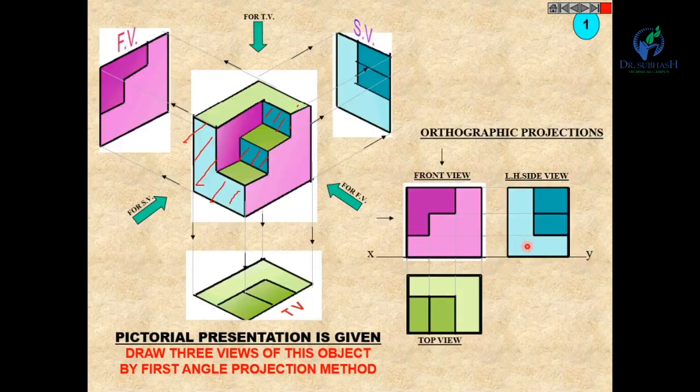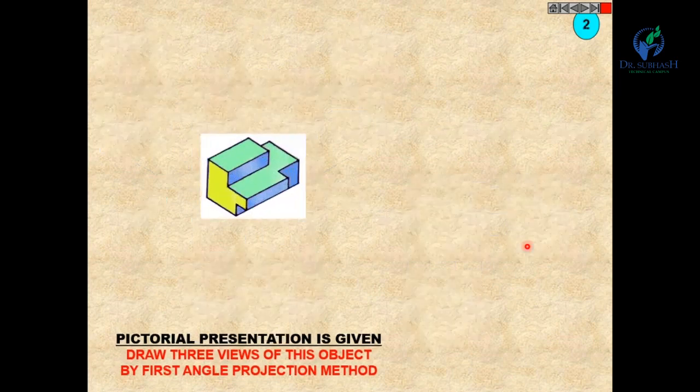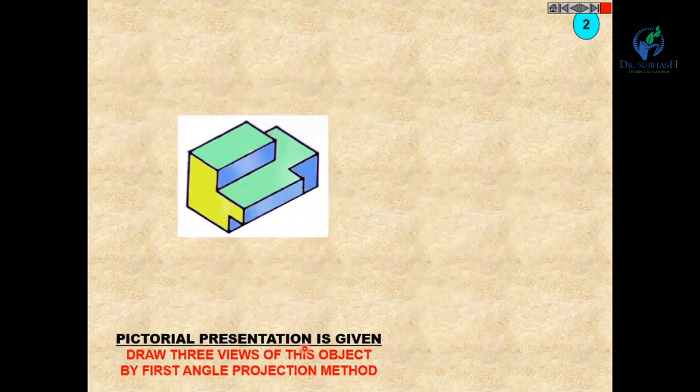Okay, now let us see one more example. A pictorial presentation is given. Draw the three views of this object by first angle projection method. So similarly in first angle projection method, from the front you can see this portion and bottom of this part.